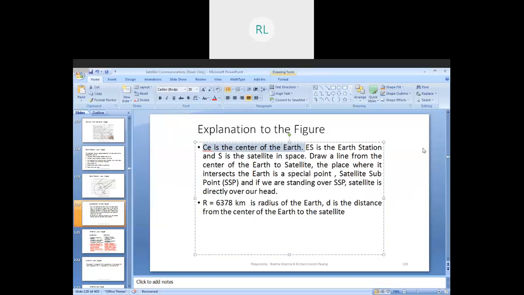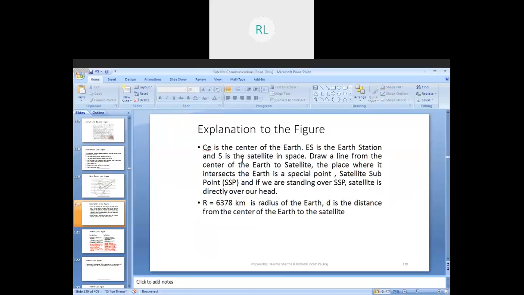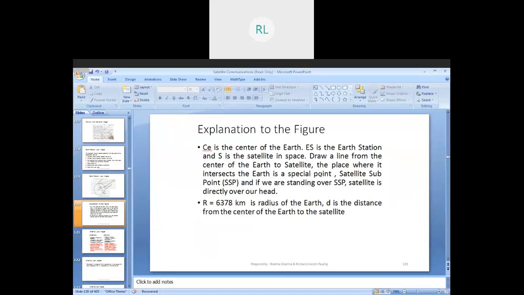So as I mentioned to you, CE is the center of the earth. ES is the earth station. Somewhere we have our earth station located here. Of course we all are not inside, we are on the outside, on the circumference, right? So the earth station is located somewhere here, and S is the satellite in space. Draw a line from the center of the earth to the satellite. The place where it intersects the earth is a special point, and that is called your sub satellite point.